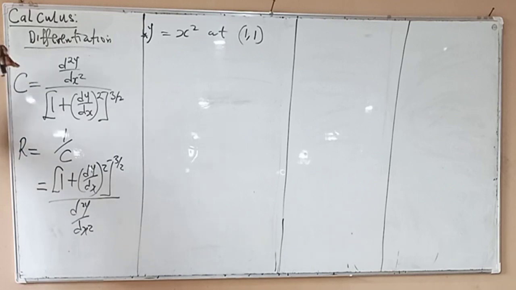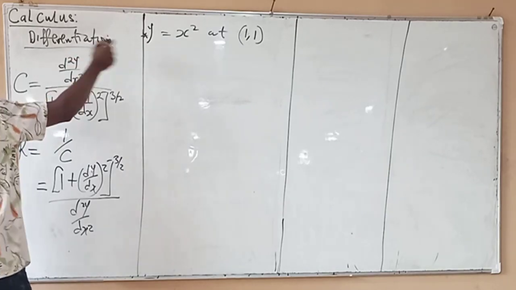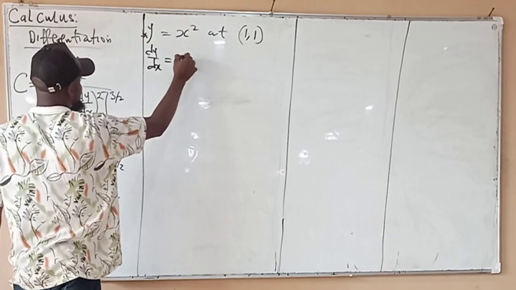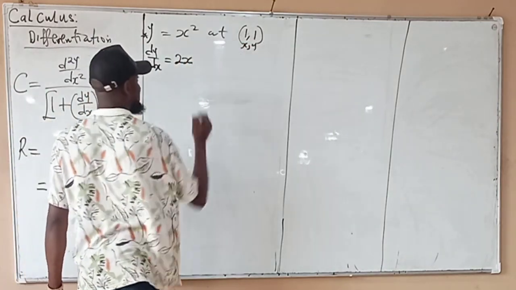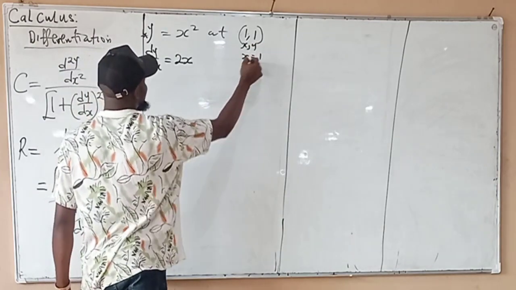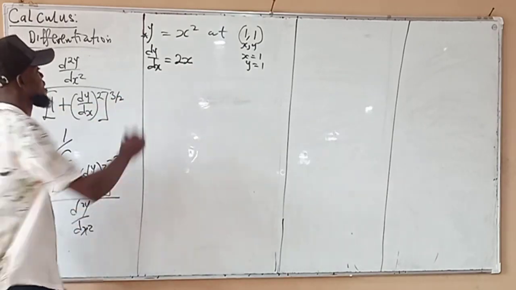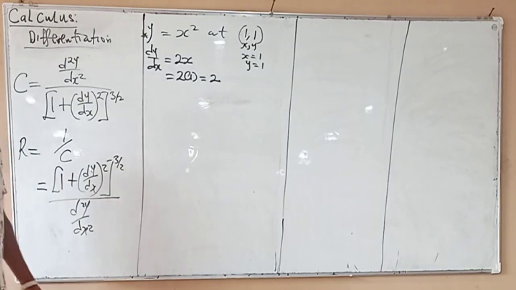What you have to do is know the formulas. If you know this one, just take the inverse of this and that will give us the answer. We need to differentiate once, then differentiate again. So we have dy over dx, that is 2x. Then (1, 1) means x is equal to 1, y is equal to 1. In this place there is no y, we only have x. Anywhere you see x, you just put 1. So this is going to have 2, because 2 times 1 is 2.